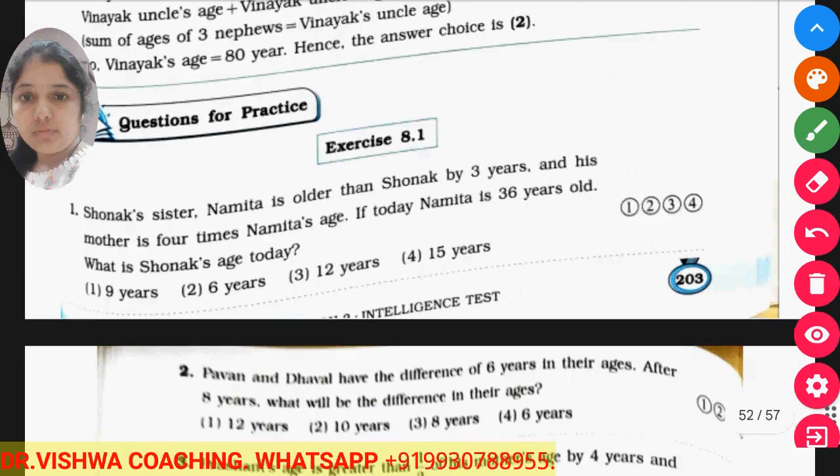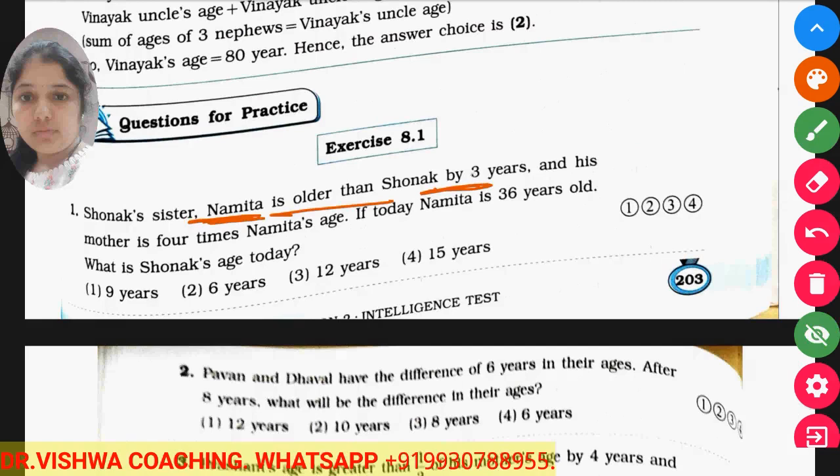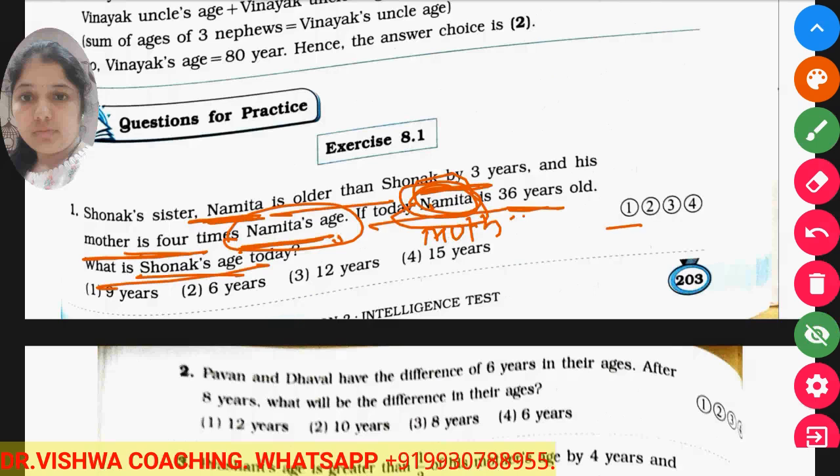Okay. Shonak's sister Namita is older than Shonak by 3 years. His mother is 4 times the age of Namita. If today the mother's age is 36 years old, then what is Shonak's age? Namita was given by mistake. Here the mother's age is 36. Now see, the mother is 4 times Namita's age. So if the mother's age is 36, what is the age of Namita? So Namita's age is 4 9s are 36. So 9 years old is Namita's age.